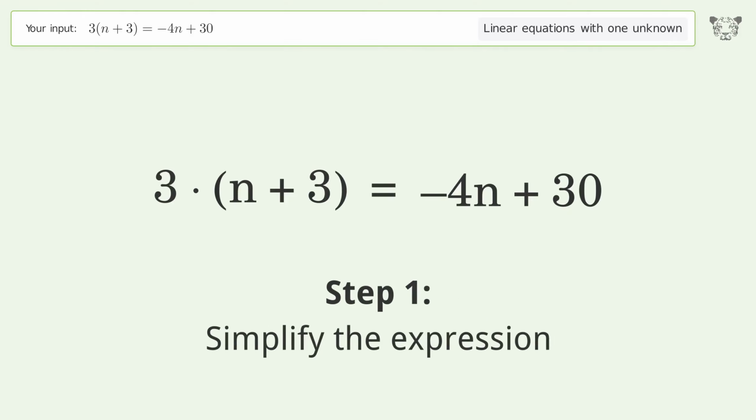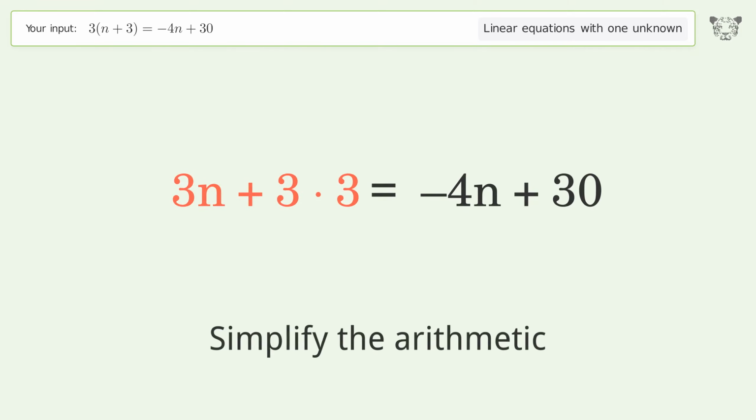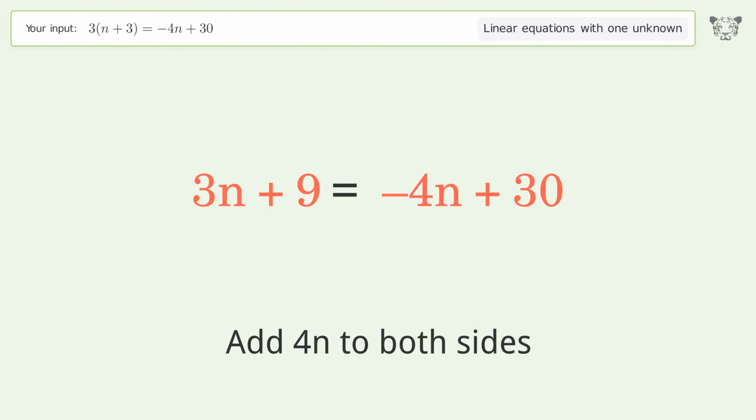Simplify the expression. Expand the parentheses. Simplify the arithmetic. Group all n terms on the left side of the equation. Add 4n to both sides.